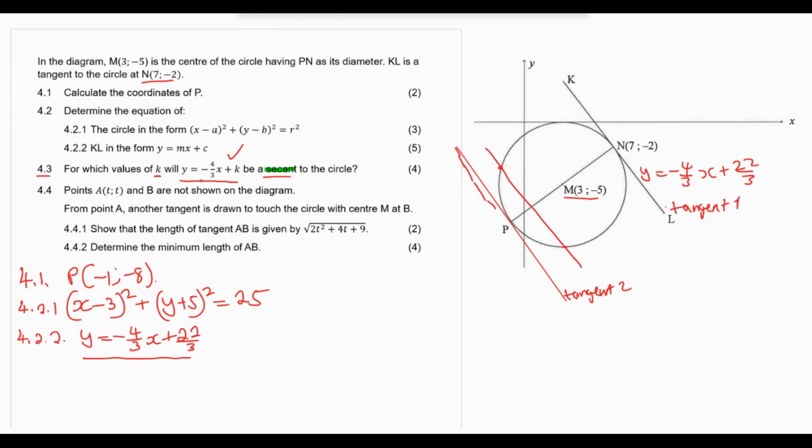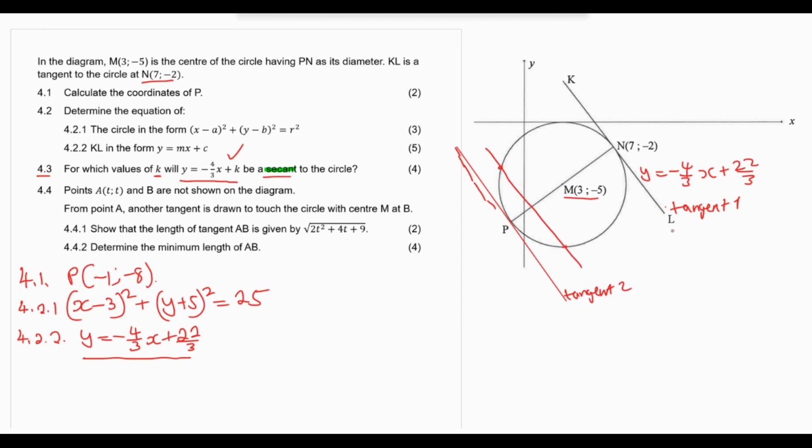If this line has to be a secant, it means it has to be between these two tangents. It has to be between tangent 1 and tangent 2. Otherwise, if it is below tangent 2, it's no longer a secant. It's no longer even a tangent. If it's above tangent 1, it's no longer a tangent also, and it can't be a secant. A secant has to be between these two tangents, where it is going to cut the circle at 2 points.